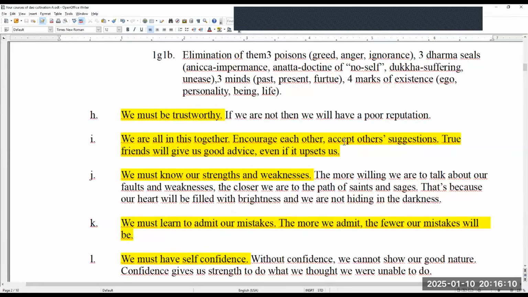Encourage each other. Accept other suggestions. True friends will give us good advice, even if it is harsh. Yeah, that's true. Because after all, when we are part of humanity or society, we will make friends, and true friends are the ones that will tell us how it is, so to speak, about ourselves.